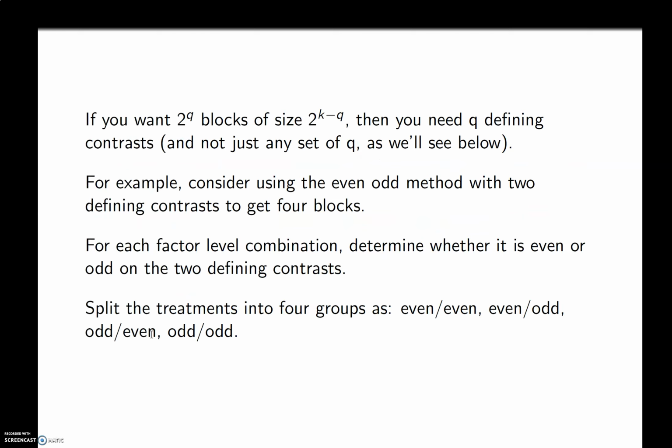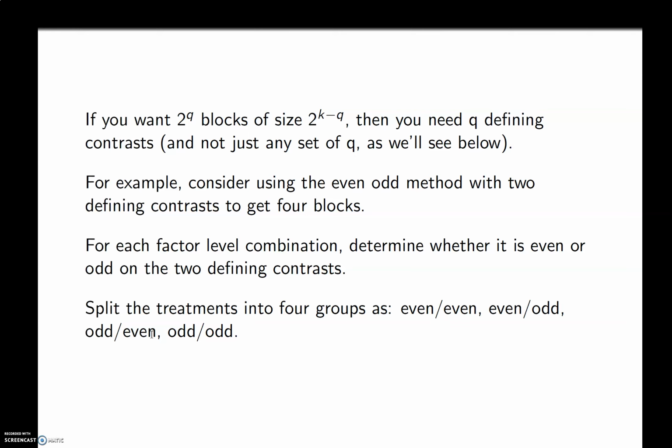Okay, so now we're going to do this in general, because everything we've done up to this point was exactly the same thing, 2 groups of size 2 to the k minus 1. So what if we need this in general, where q is not just 1, but q is anything? So we want 2 to the q blocks of size 2 to the k minus q.